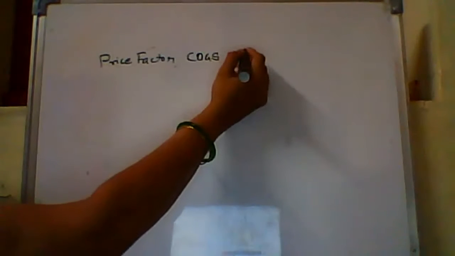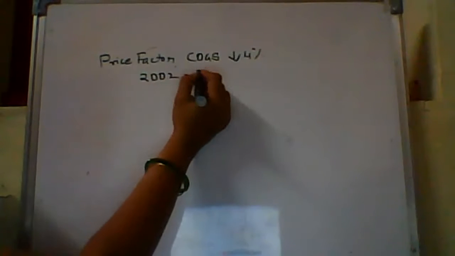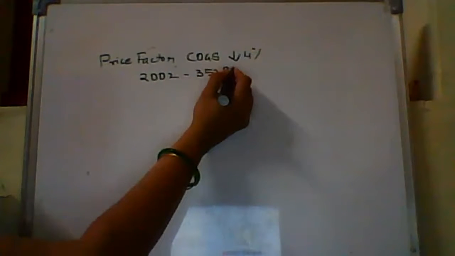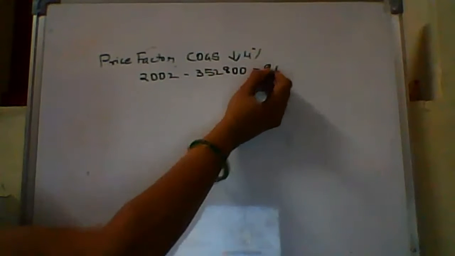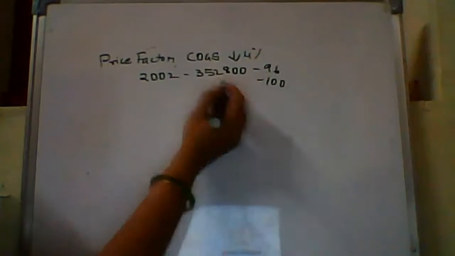In the cost factor, the price factor on cost of goods sold. What is happening to the price factor? It's reducing by 4%. Reducing by 4% means 2002, 3,52,800 is 96%. How much should it have been in 2001?